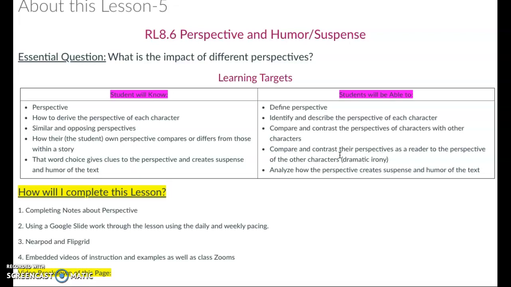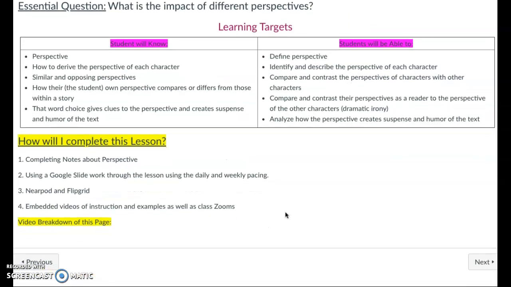And so that comes into play with dramatic irony. That's when we know something about the story or about the world that the characters don't. And then, of course, we need to be able to analyze how it creates suspense and humor in the text. In order to do that, we have to know word choice, and then, of course, how this irony works with what's not in the story anymore.